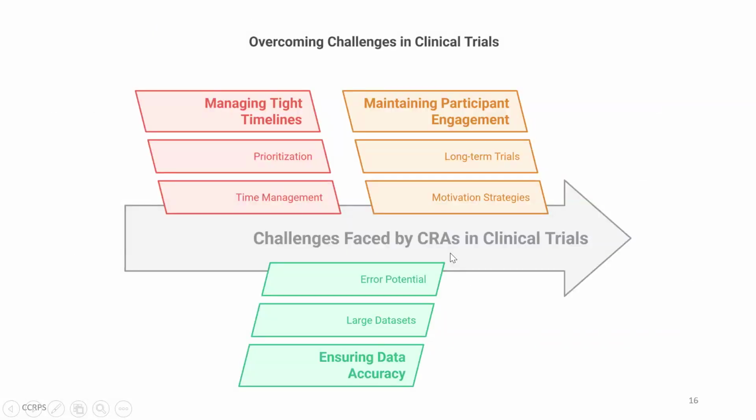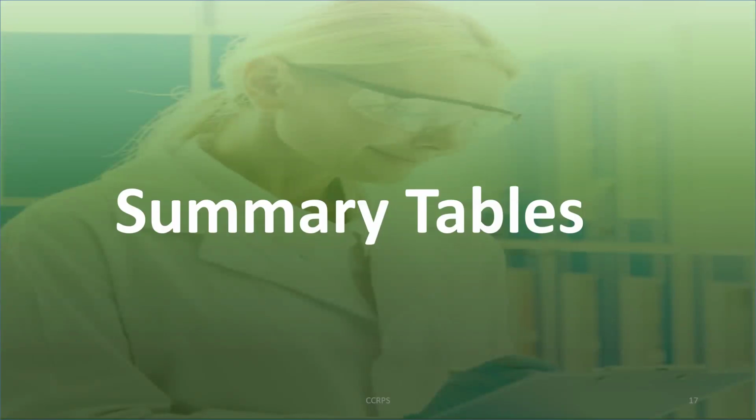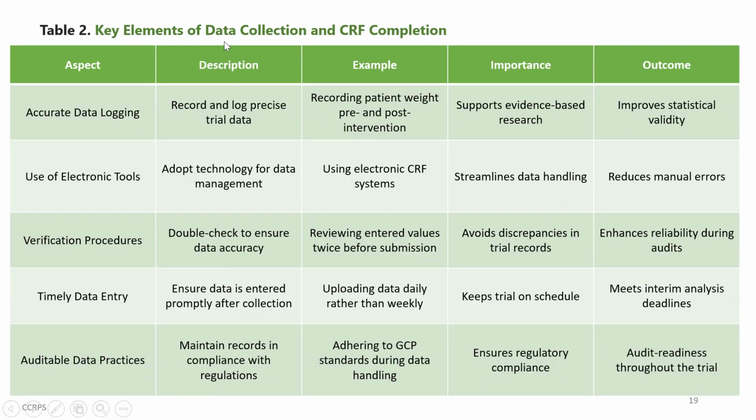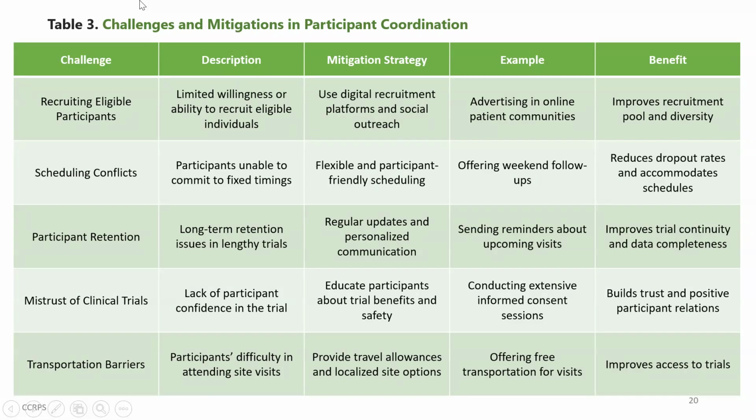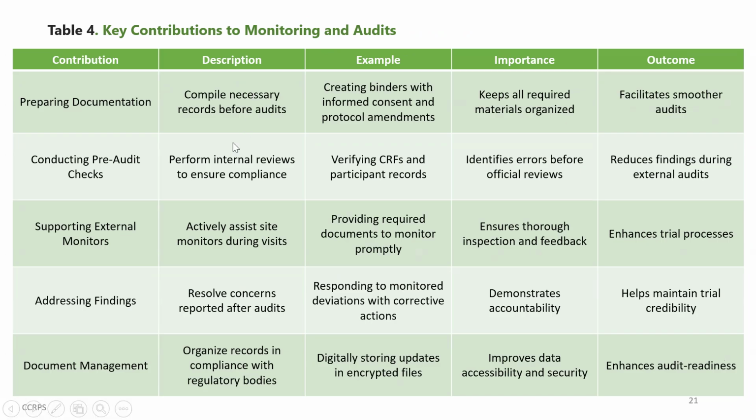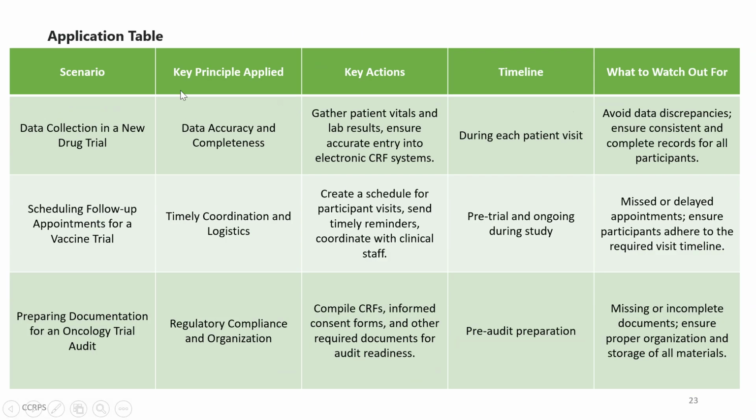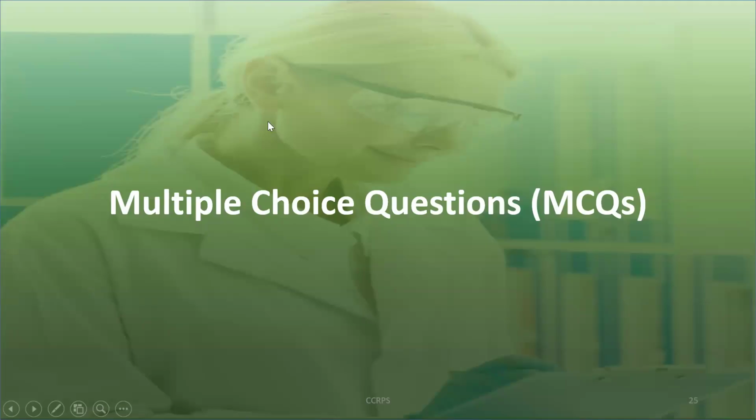And here is a diagram on overcoming challenges in clinical trials. Next, we have the summary tables. Here we have table on key responsibilities of clinical research assistants, table on key elements of data collection and CRF completion, table on challenges and mitigations in participant coordination, table on key contributions to monitoring and audits, table on advances and tools enhancing CRA functions, then application table, as we have scenario, key principle applied, key actions, timeline, what to watch out for. Next, we have the MCQs, or multiple choice questions, in order to revise what we have covered through this lecture.